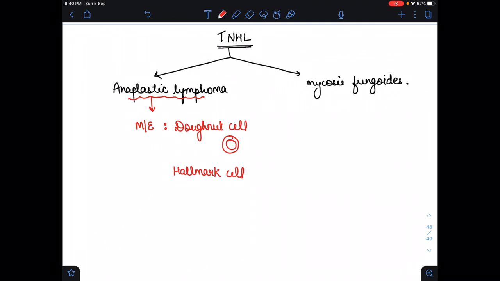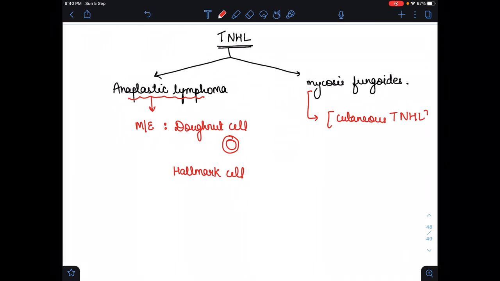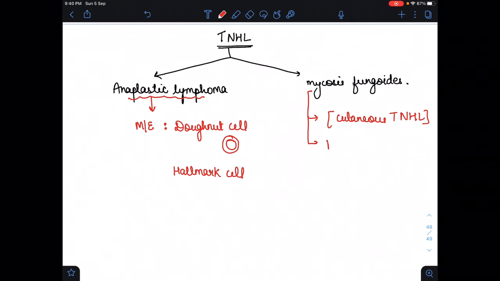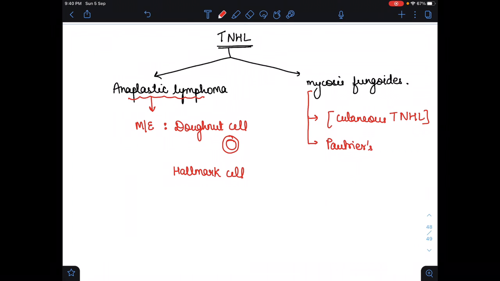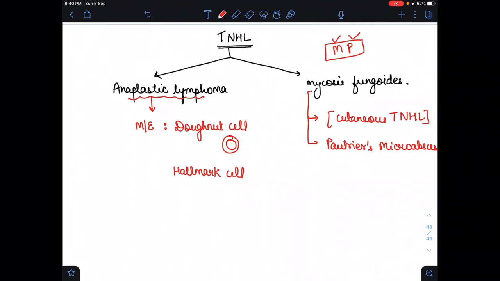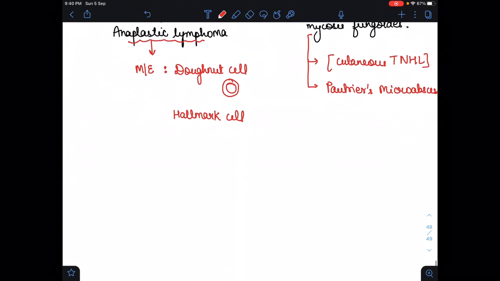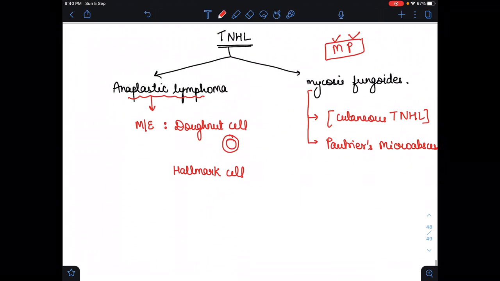While in mycosis fungoides, as I already explained in the dermatology video, it is a cutaneous T type non-Hodgkin lymphoma, and in this we see Pautrier microabscess. We can also remember it like this: in mycosis fungoides we find Pautrier microabscess, while in psoriasis the finding is Munro's microabscess.